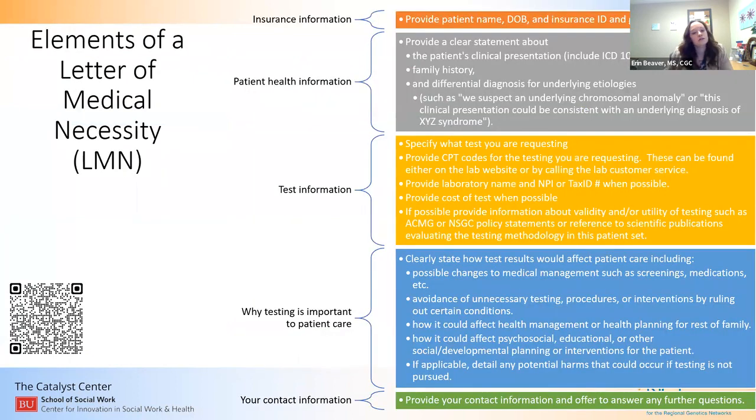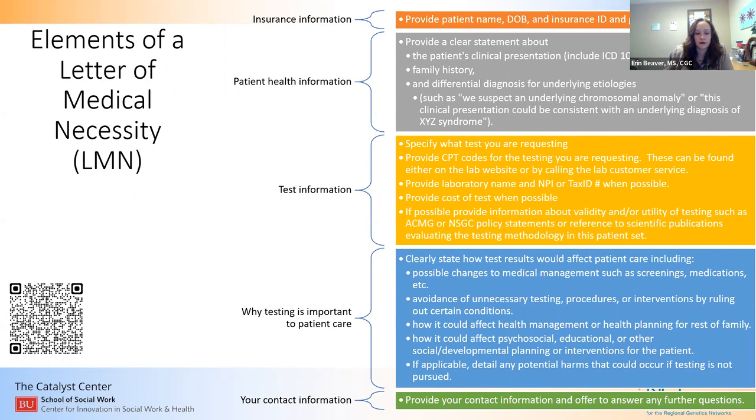All right, and so this is actually a lot of the information that you need in your prior authorization call, things that you're also going to need in your letter of medical necessity if you're required to write one. So obviously the patient name, date of birth, their demographics and their insurance information should be at the top. The next thing that you want to make sure you have is the patient health information. So you want a clear statement, and I really do mean as clear as you can get, about the patient's clinical presentation, their family history if it's applicable, and what's the differential diagnosis here? What are the things that could be explaining these symptoms?